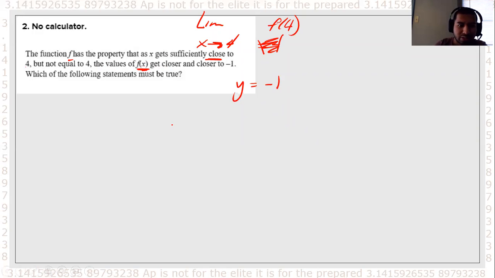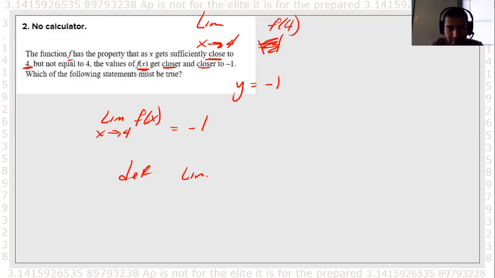So what statement's true? Just kidding, I didn't screenshot the multiple choice. Pretty much what I'm saying is this. The limit as x goes to 4, right? Because that's what they told me, of f of x gets closer and closer to -1. And that's the definition of a limit. The limit as x approaches c for some function is the limit.